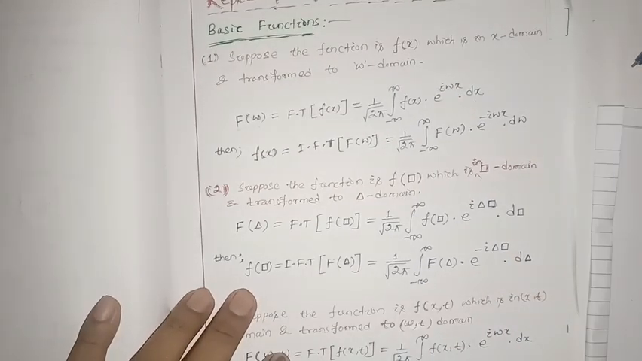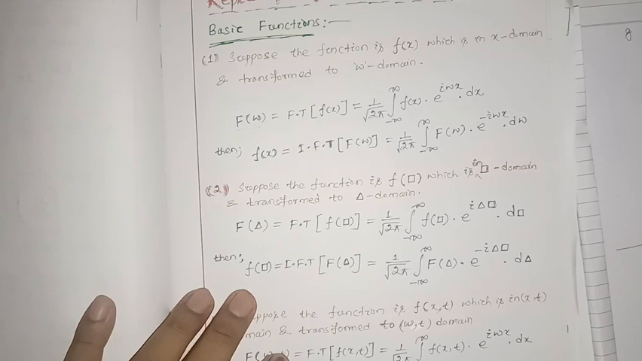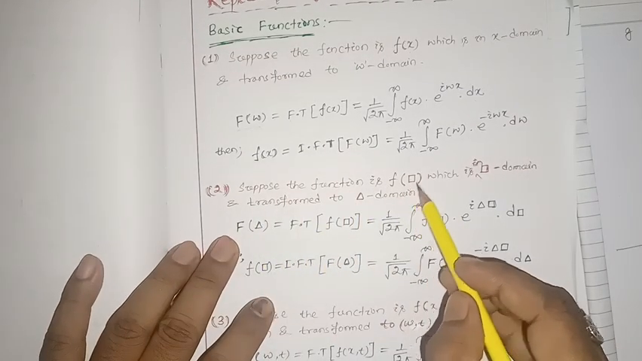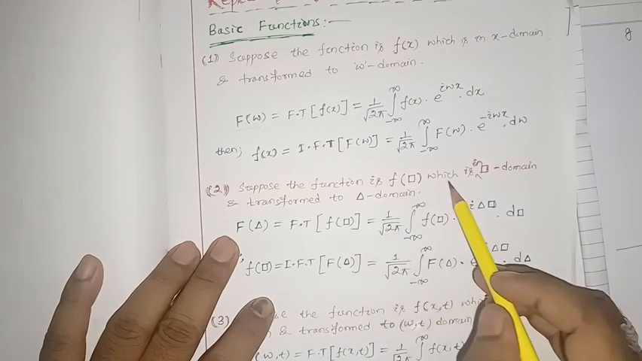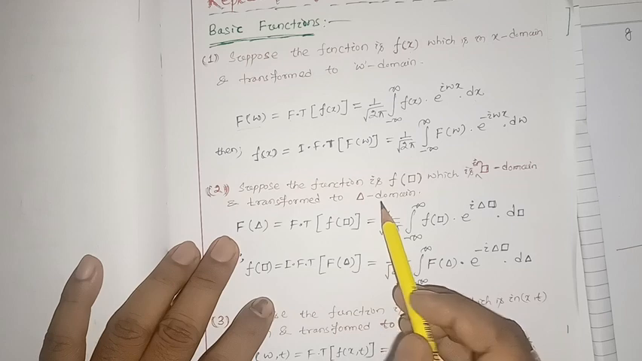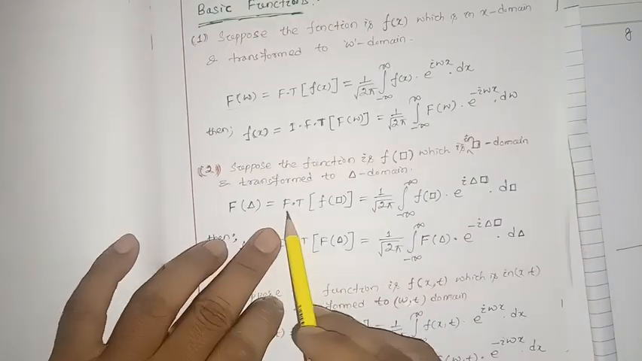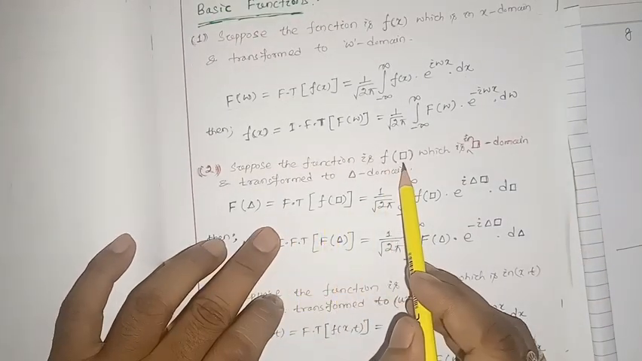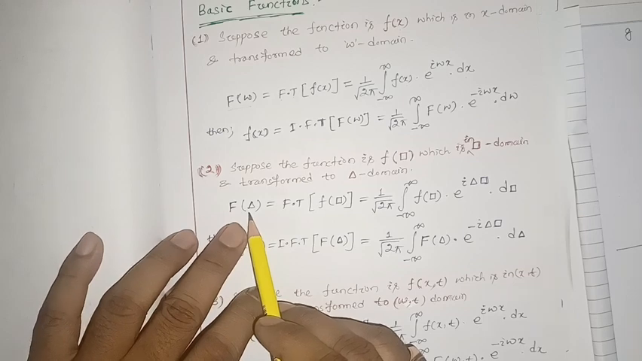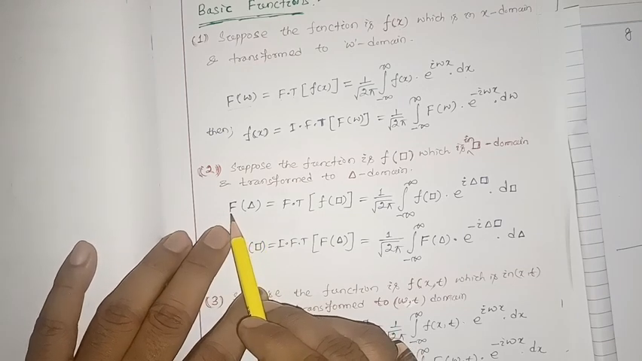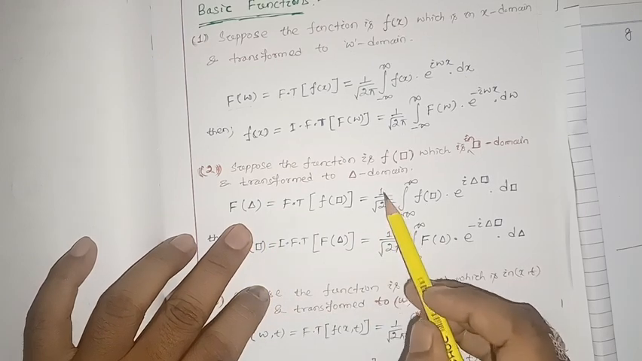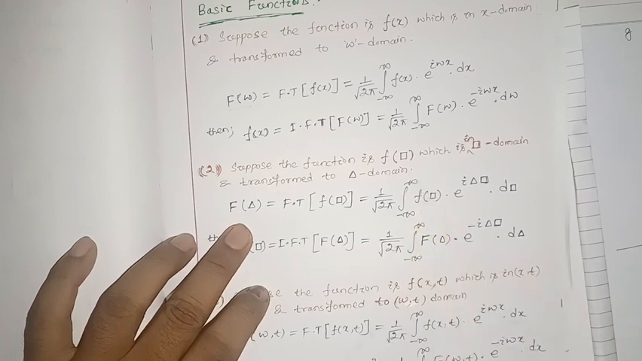Here you can see another interesting transformation. Suppose the function is small f of a rectangle, which is in a rectangular domain, and it will be transformed to a triangular domain. How are we going to write it? So the Fourier transform of this function, which is in the rectangular domain, will be transformed to another domain. Let that function be capital F of triangle, which we write as 1 by root over 2 pi, integral from minus infinity to plus infinity.